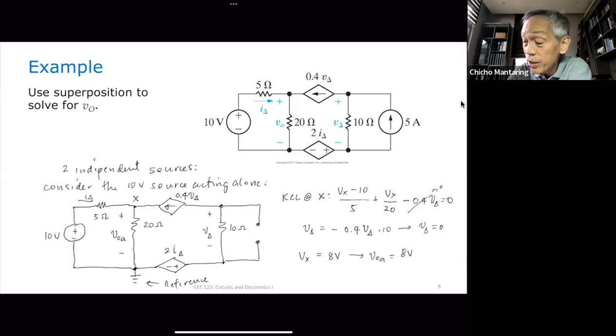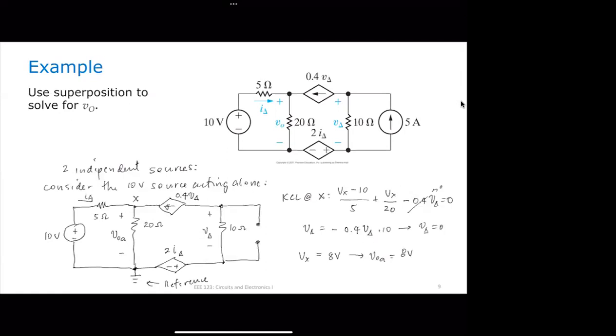The voltage across the 20 ohms due to the 10 volt source acting alone is going to be equal to 8 volts. Any question with regard to that? Any question?